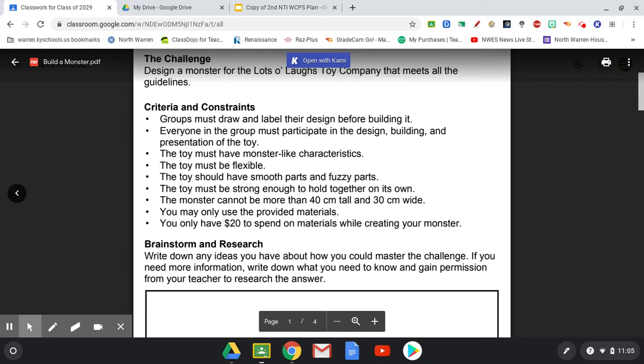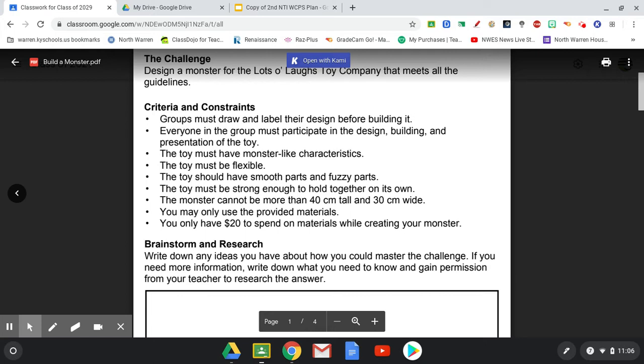The toy must be strong enough to hold together on its own. That means when you're done building your monster, it can't fall over. You can't hold it up. The monster cannot be taller than 40 centimeters, and it cannot be more than 30 centimeters wide. So we don't want a giant toy being built.